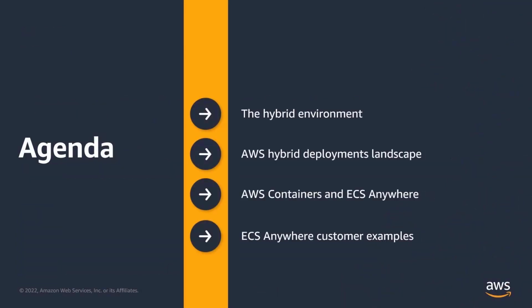Today, we'll cover a handful of topics related to working in hybrid environments. We'll go through the landscape of services that we offer at AWS for this use case. I'll dive a bit deeper into our world of containers and talk about ECS Anywhere, our solution for running containers in a hybrid environment. And then we'll close by sharing some customer examples and use cases and take as many questions as we can fit at the end of this hour.